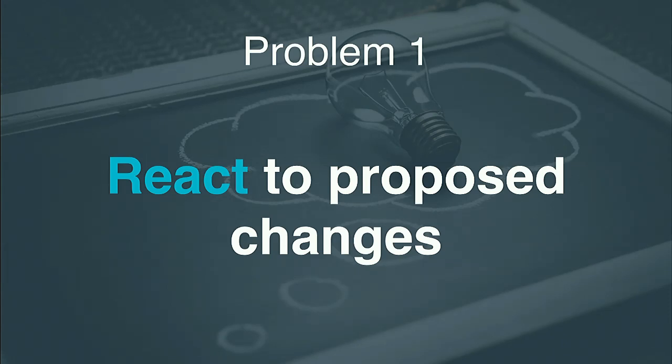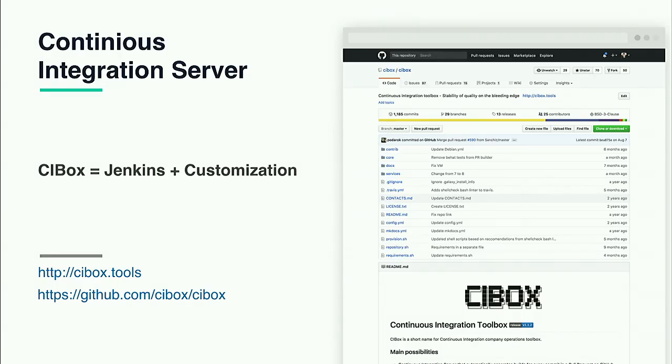And with that, when we created the OpenY distribution and pushed our first commit, we realized that we need a little bit more. The first problem was how to react to proposed changes. We have our team at FFW, and there are also some teams in other agencies who are working on the distribution. So we have to somehow react to created pull requests on GitHub. Then we came up with the idea of using an open source product called CA Box. And CA Box is just Jenkins plus some customization on top of it. So when I say CI server, just think of it as a Jenkins instance for the distribution.